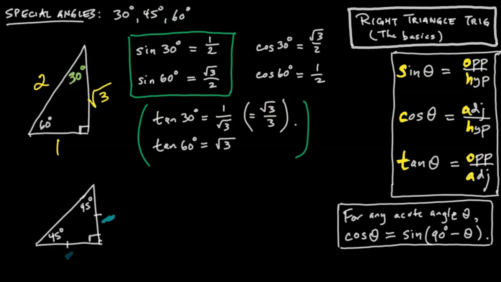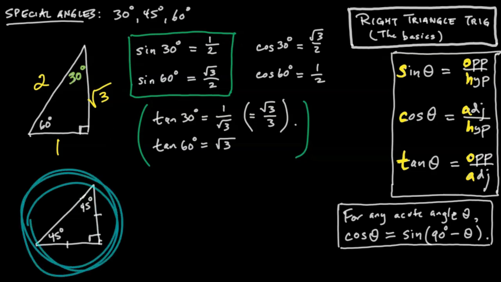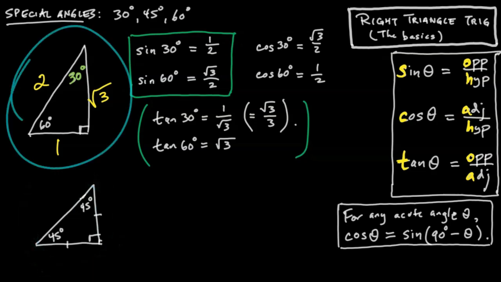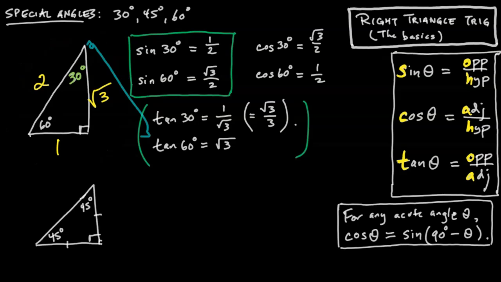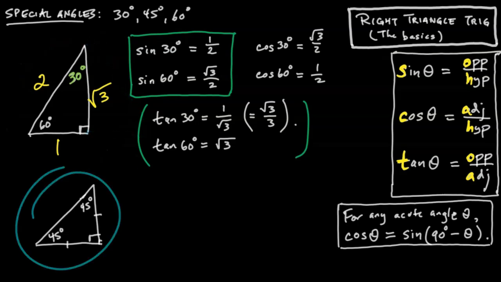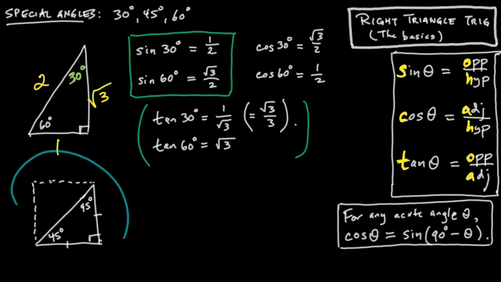The sides opposite those angles are also equal. So a right triangle with a 45-degree angle in it is a right isosceles triangle. And whereas a 30, 60, 90 triangle is half of an equilateral triangle, a right isosceles triangle is half of a square, which might make it easy to think about.